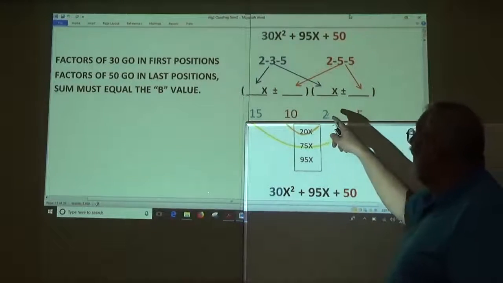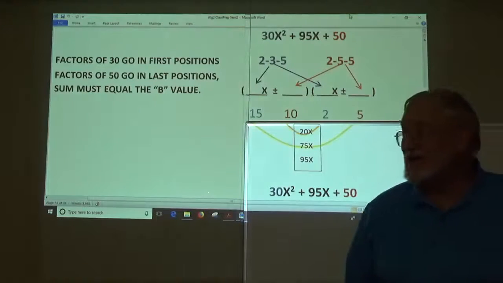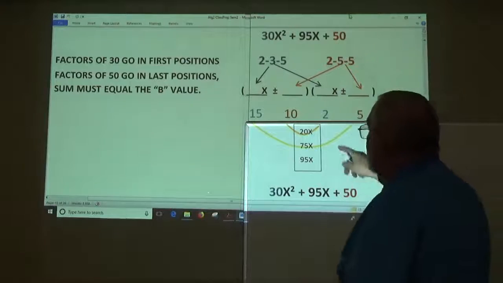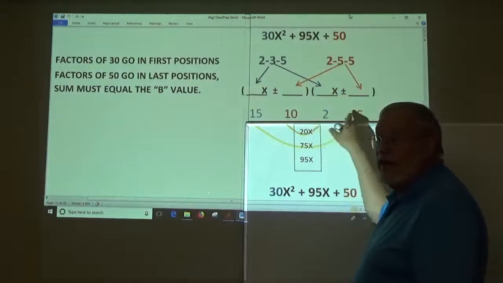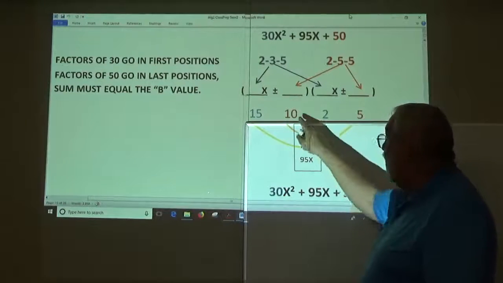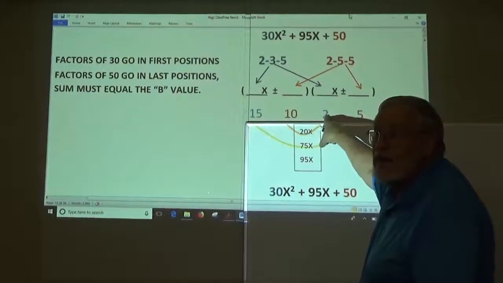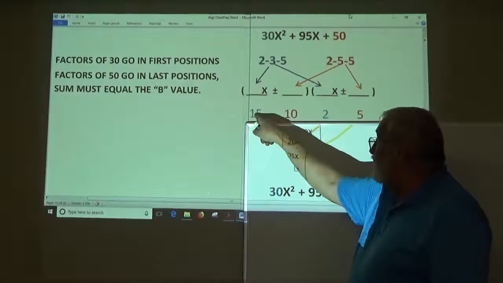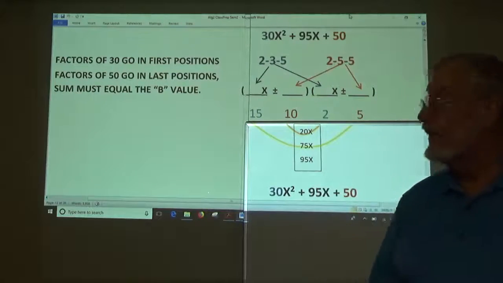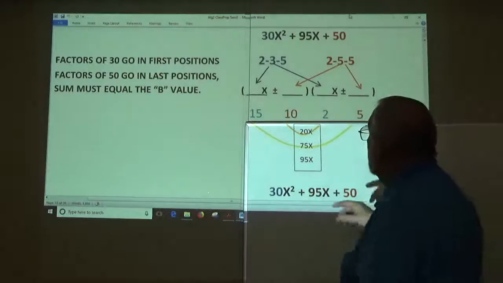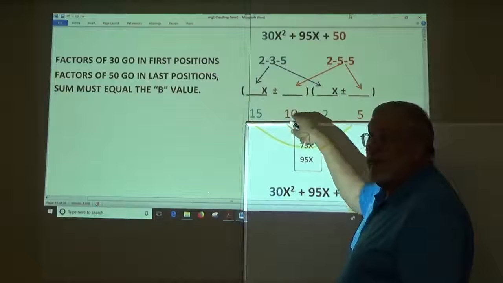Okay, so what are you going to try? To get to 95, if I don't have some big numbers, I'm not going to end up with 95 very easily, am I? So it turns out that this try is 15 and 2 for 30, and then 10 and 5. All right, what is 10 times 2? 20, that's the 20x. 15 times 5 is 75, and the two of them add up to 95. Now, this becomes 15x plus 10.